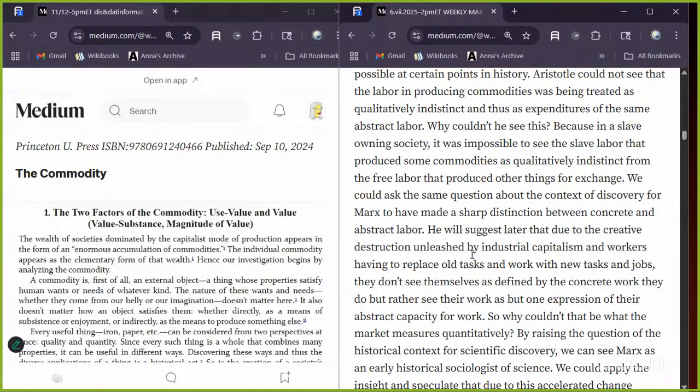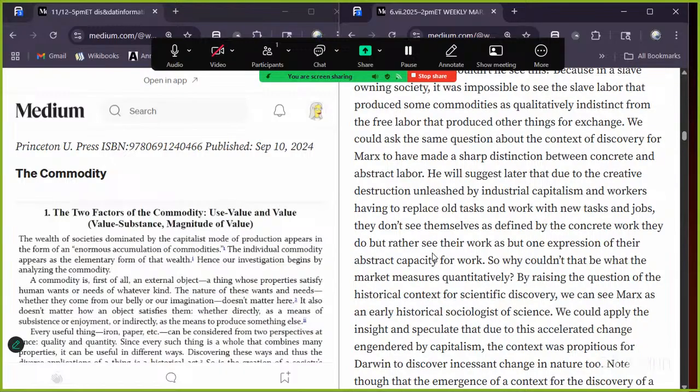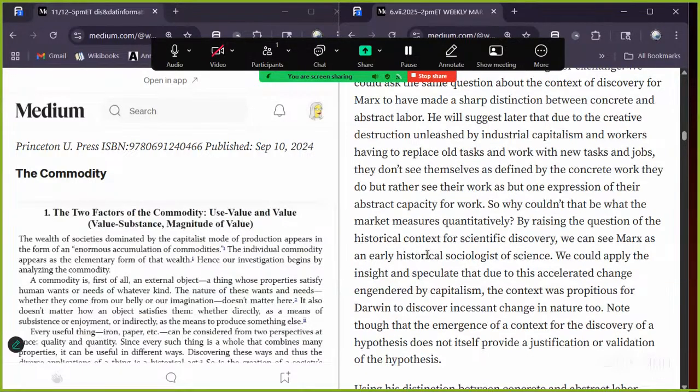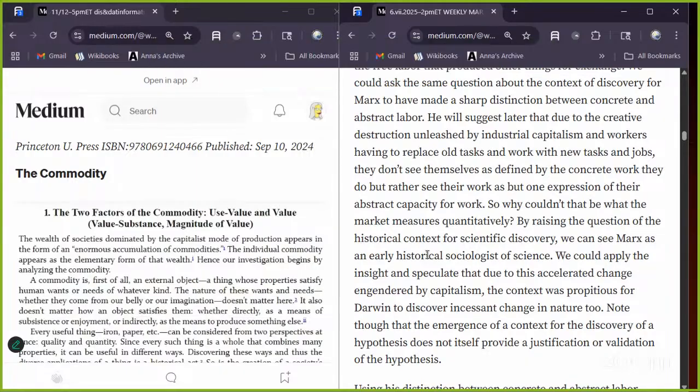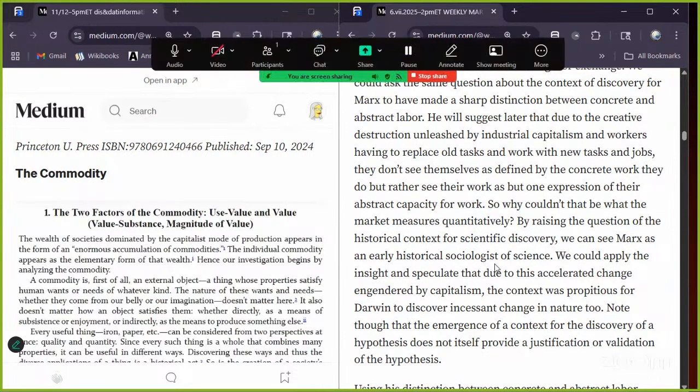Now, by raising the question of the historical context of scientific discovery, we can see Marx as an early historical sociologist of science. We could apply the insight and speculate that due to this accelerated change engendered by capitalism, the context was propitious for Darwin to discover incessant change in nature too. Note, though, that the emergence of a context for the discovery of a hypothesis does not itself provide a justification or validation of that hypothesis.